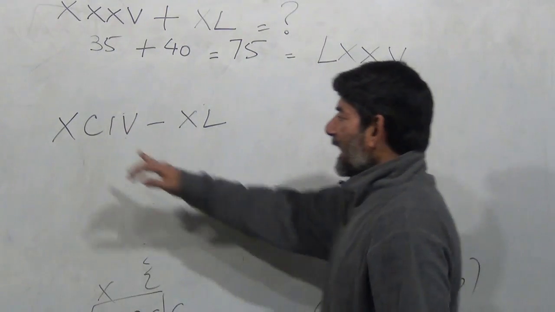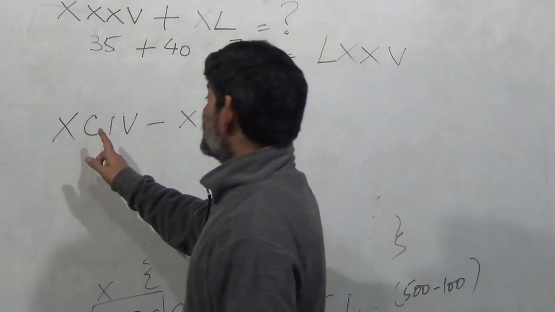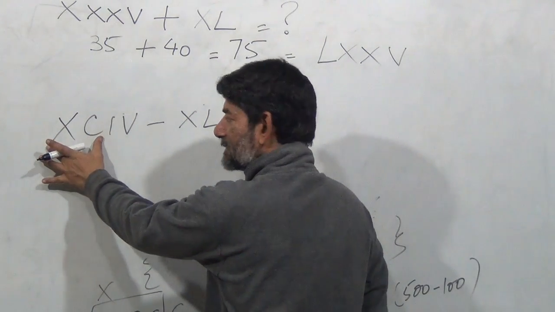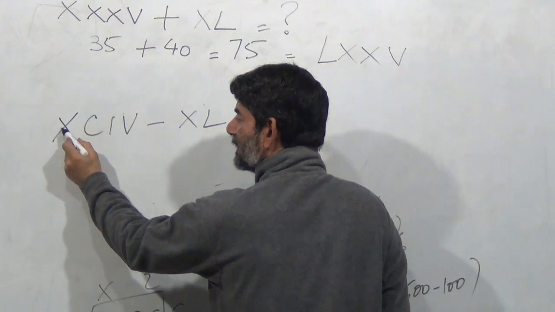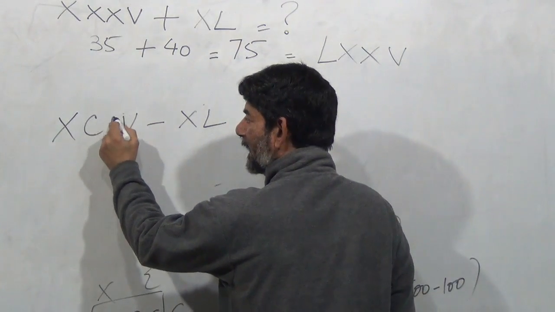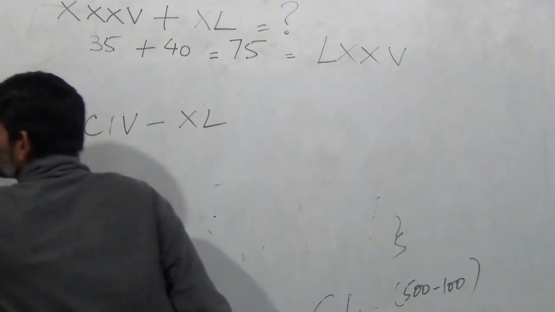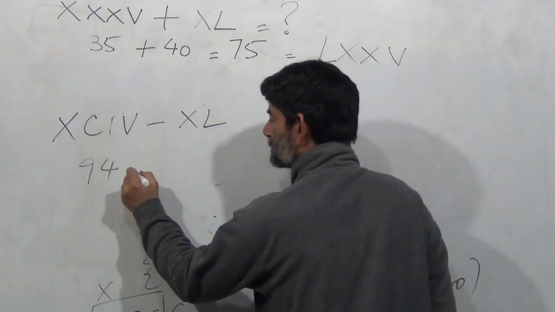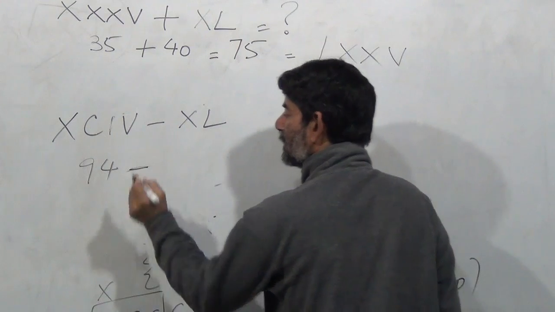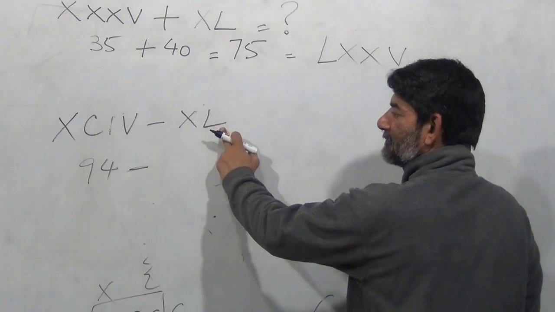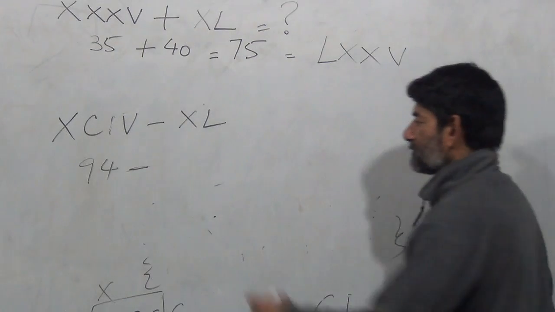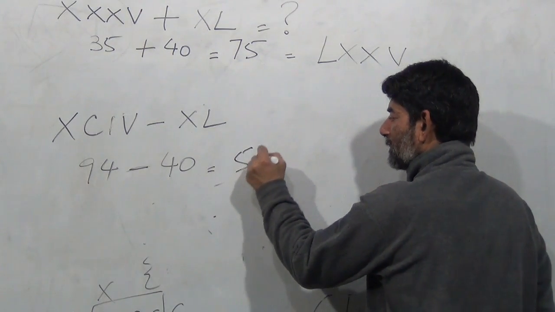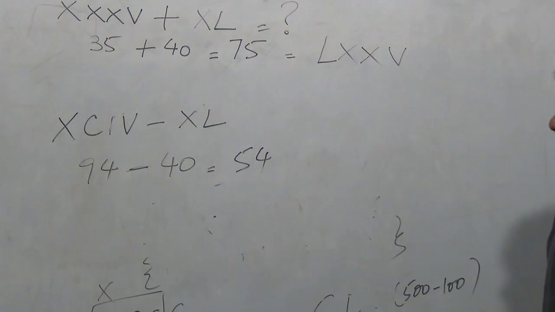XCIV. X 10, C 100. 10 comes before 100, minus. So basically what is this? 100 minus 10, 90. 90 plus IV, which is 4, so this is 94 minus, that's a 50, that's a 10, that's a 40. 94 minus 40 is 54. How are you going to write 54?